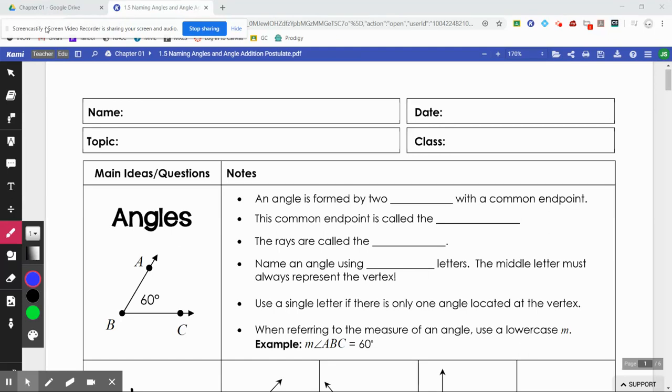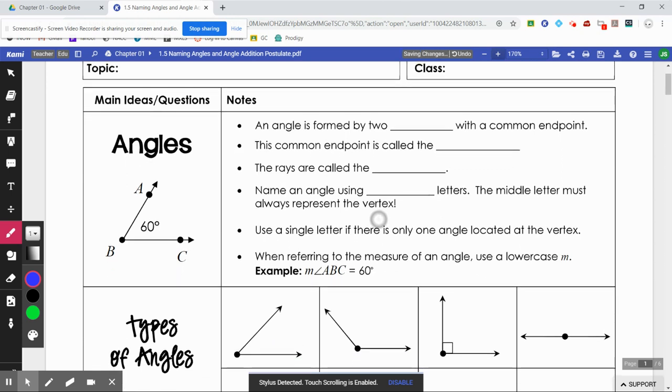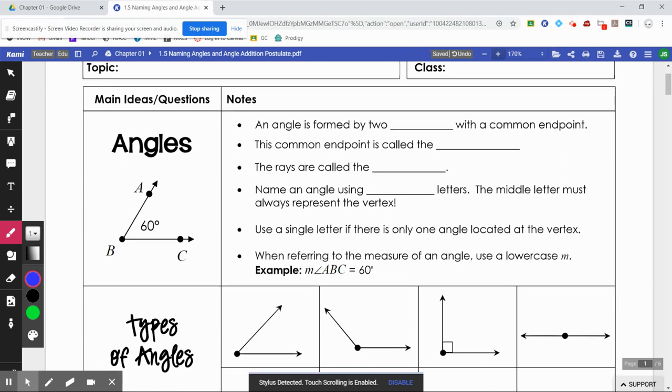Okay, in this video, we're going to be talking about a few more basic definitions that we really need to know. We're going to be using them all throughout this geometry course. The first one is associated with angles. So let's talk about how we name angles, what an angle actually is.